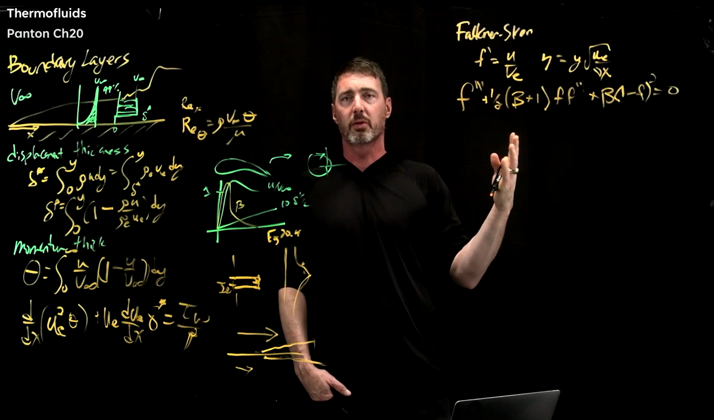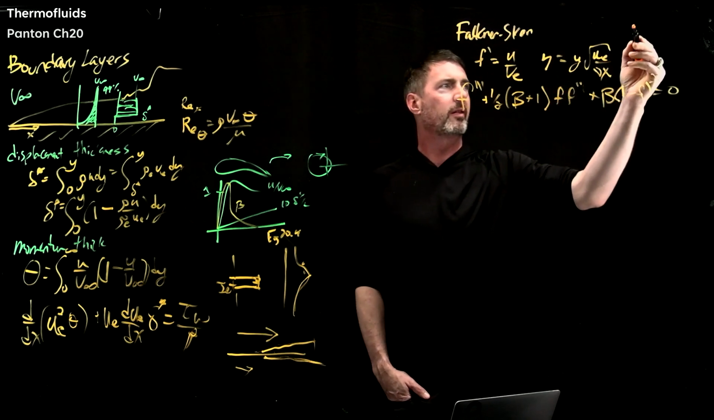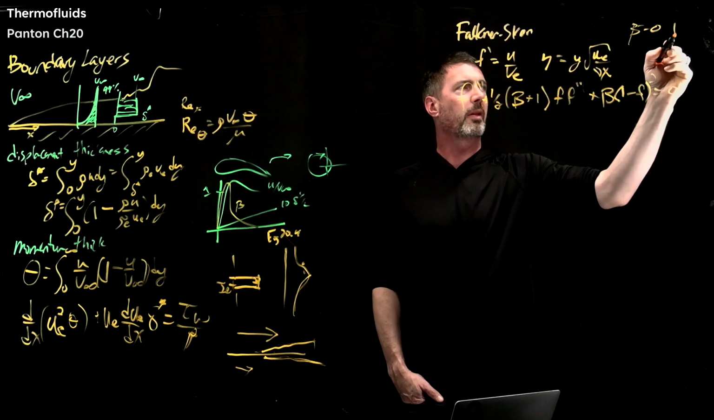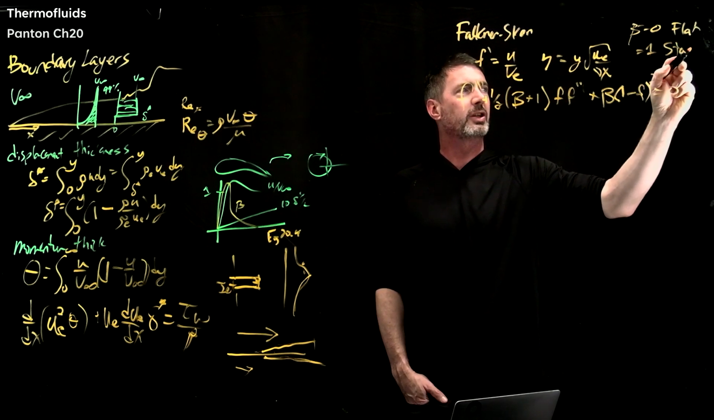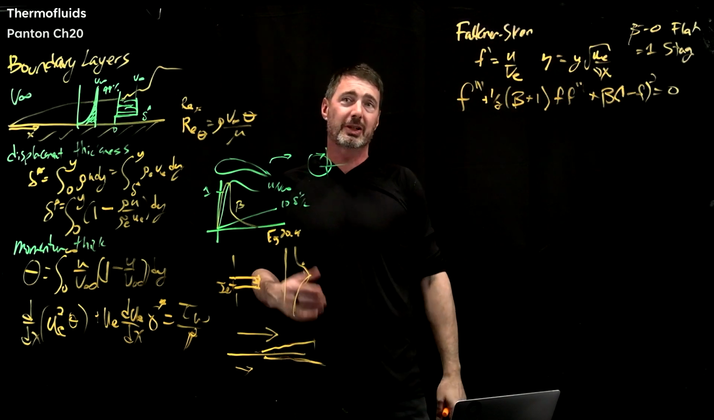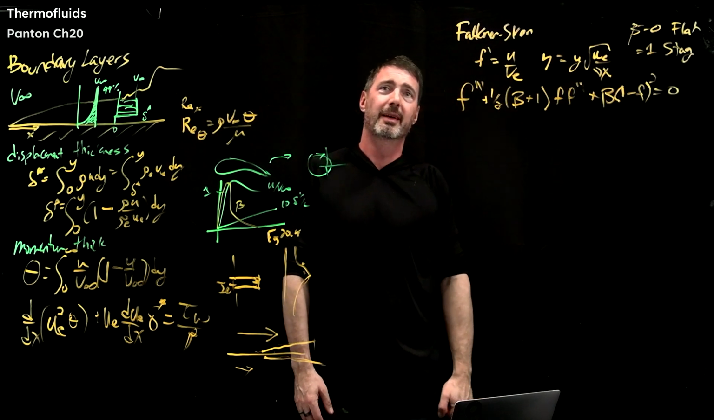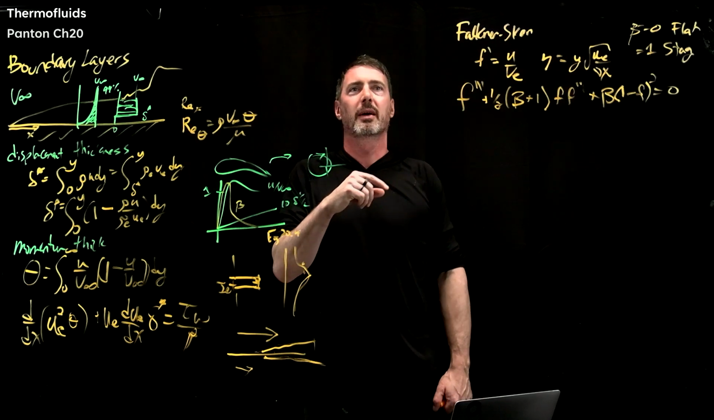It's actually just a first order equation. Usually it's solved numerically. But what's neat about this equation is beta equals 0 is flat plate, and beta equals 1 is stagnation flow. And between 0 and 1 is actually like a wedge. So you can actually solve some of these things. There's the Joukowsky method, but there's also the Falkner-Skan method. And that's what this beta is.